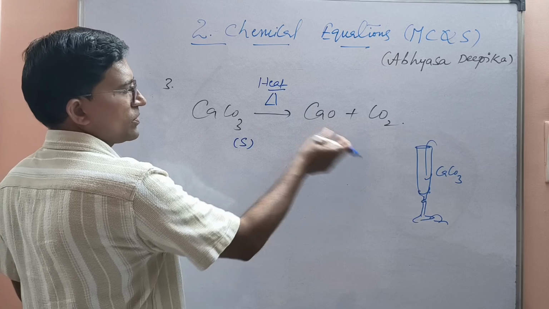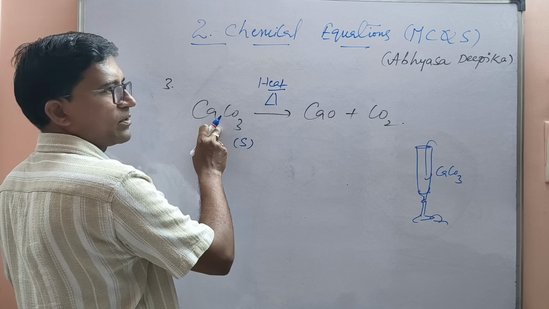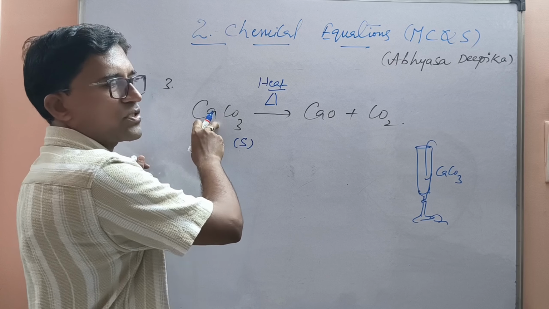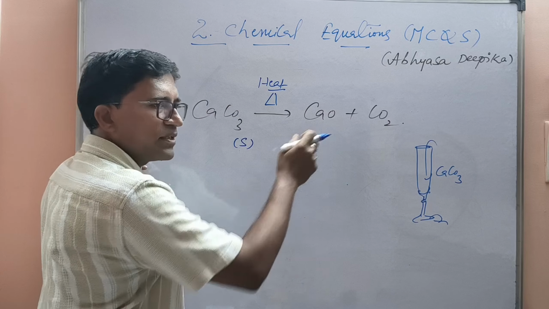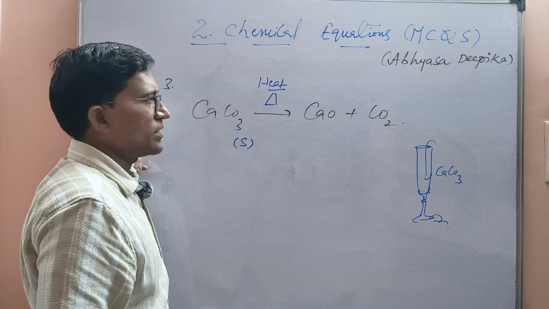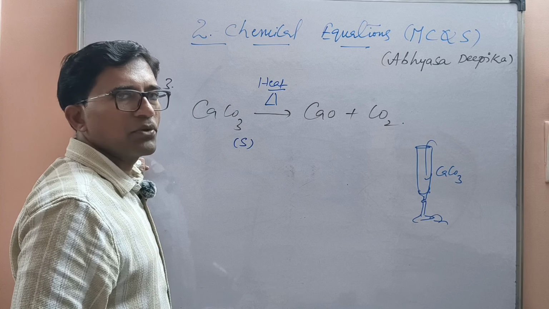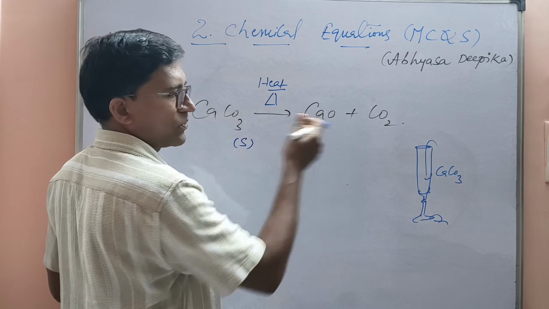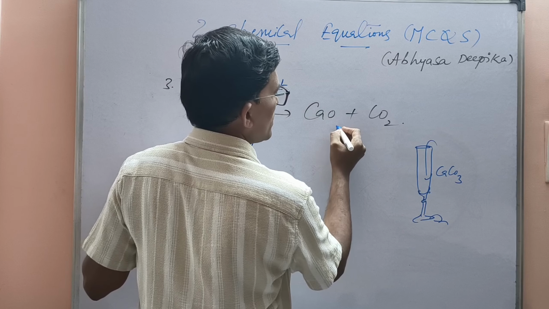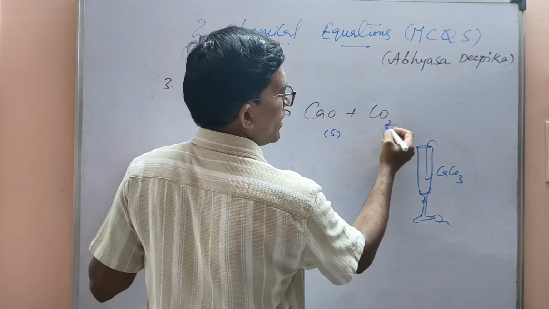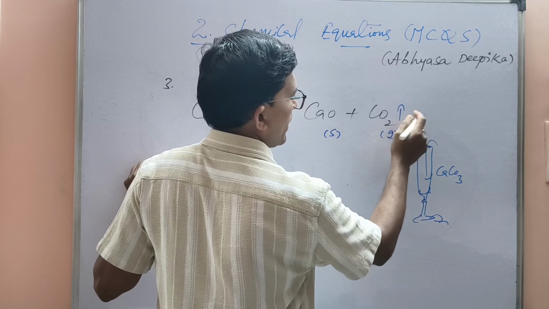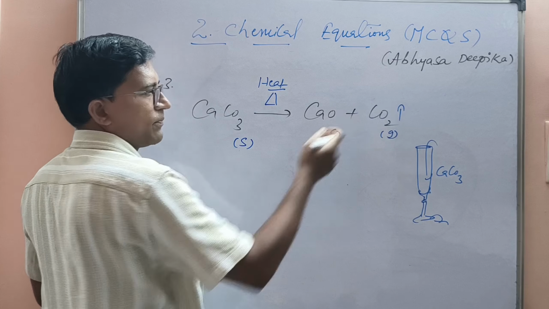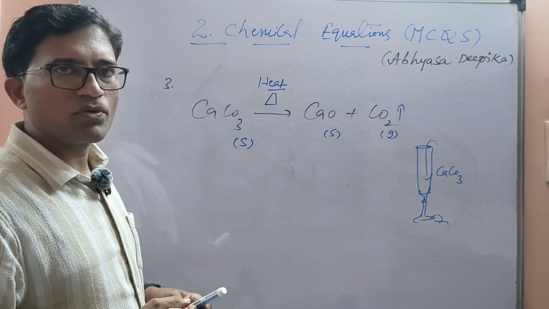Here a heating process is involved, and the compound is going to break down. A single large compound is going to split into two or more different simpler compounds or substances. This is called a thermochemical decomposition reaction because of the supply of heat energy. CaO plus CO2: CaO occurs in solid state, and carbon dioxide is a gas, represented by (g) and an upward arrow. These are the physical states for this particular equation.